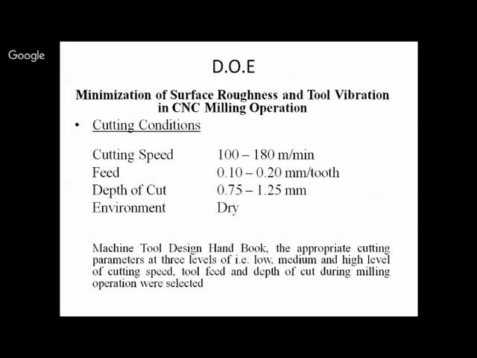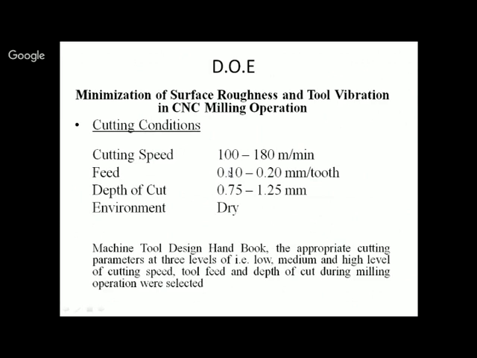And these are my cutting conditions. What are the cutting conditions? These are basically my input parameters, the variables which can affect the achievement of my objective of minimization of surface roughness and tool vibrations. First one is cutting speed. This is my first variable. Second is feed. Third is depth of cut, and fourth one is environment. Environment means whether I am doing dry machining or any other type of machining.